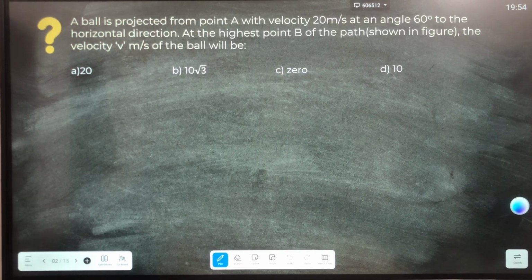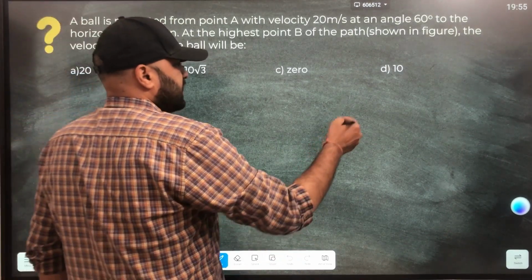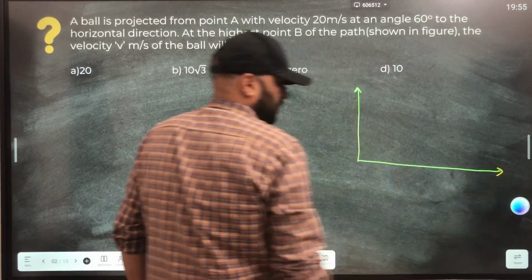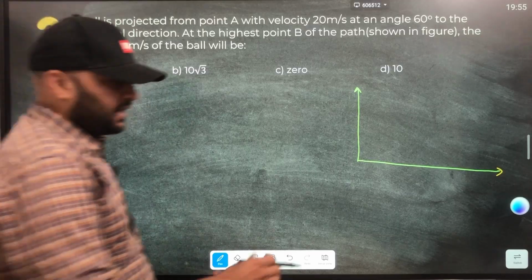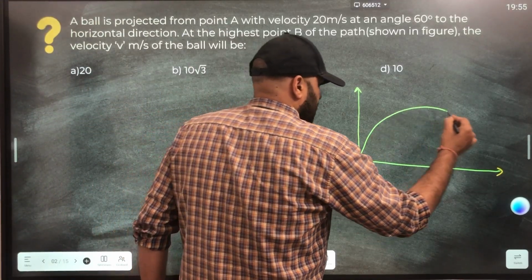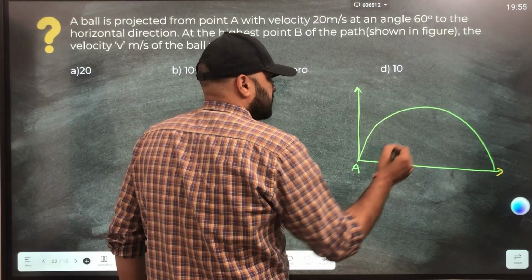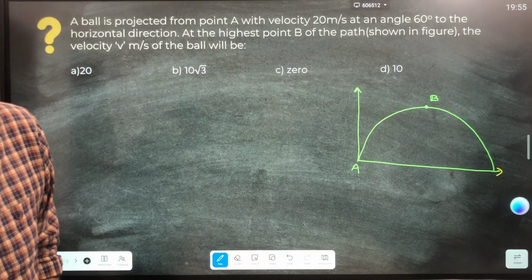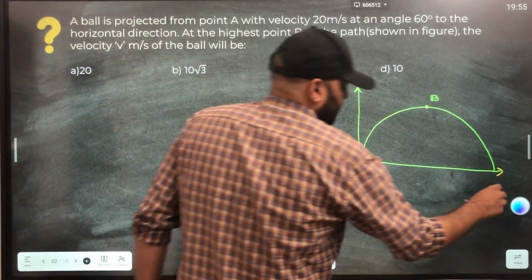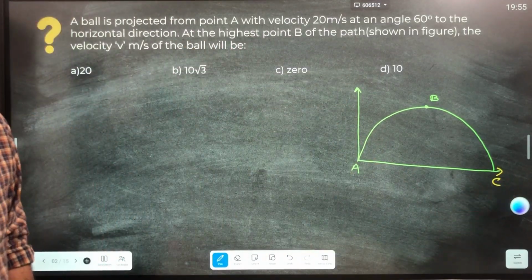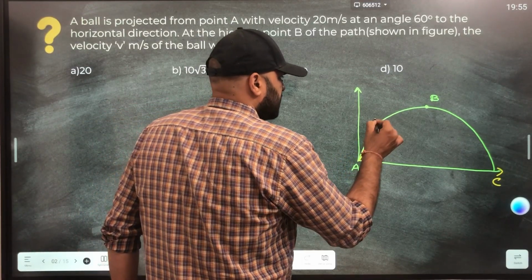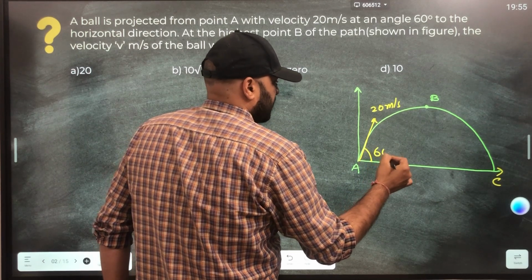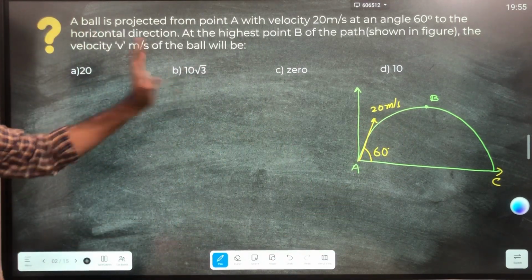Okay, great. So the figure from the book is, let's say, this is our figure. I'm drawing it here, and it goes like this. This is point A, this is point B over here, and this is point C. The initial velocity is 20 meter per second, which is here, and it is forming an angle of 60 degrees. This is the diagram which we missed. Let me come back to the problem.